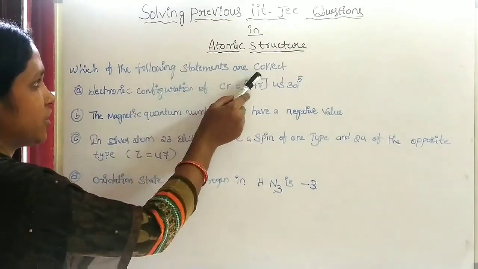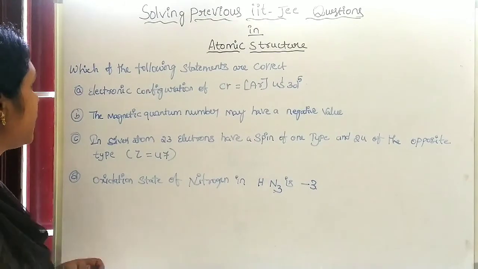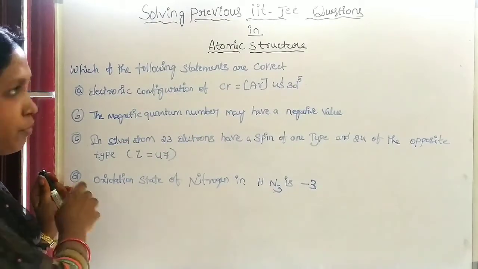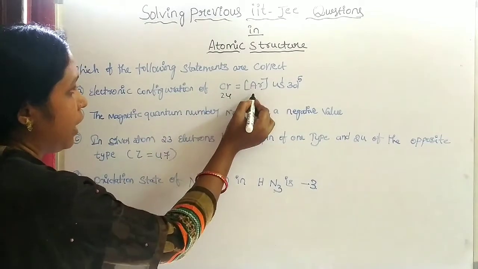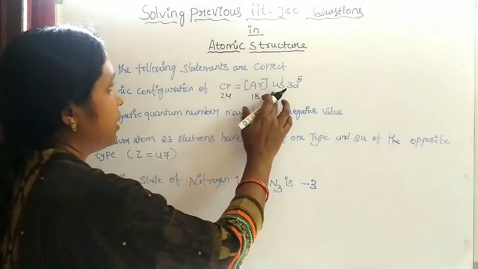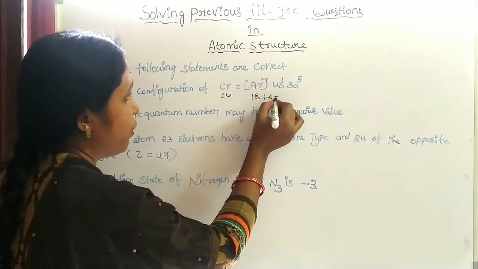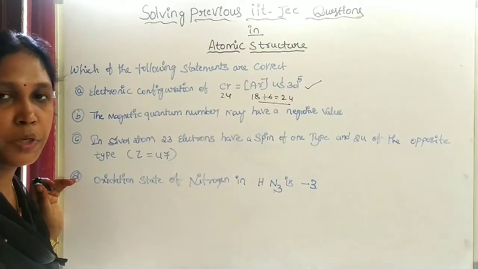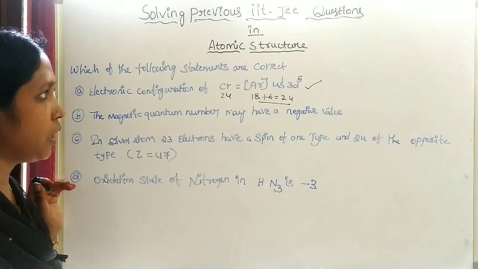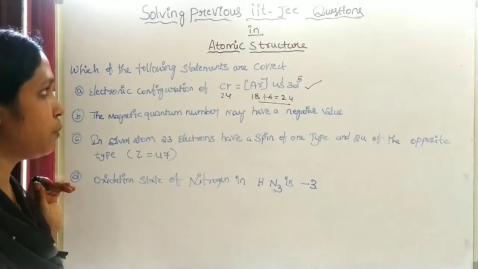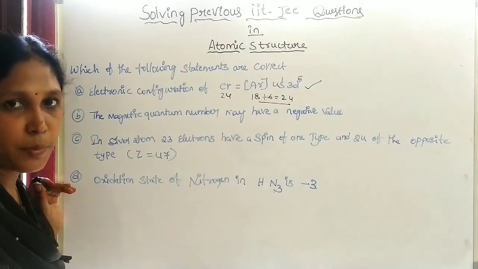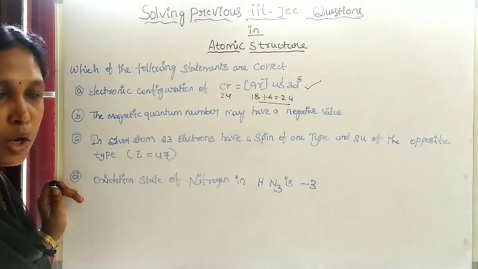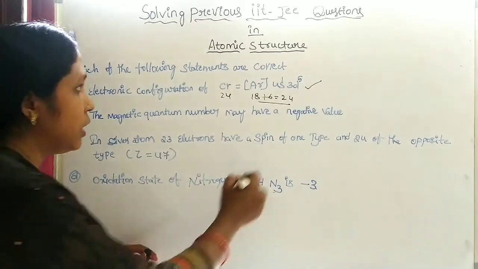Next one, which of the following statements are correct? See the first one: electronic configuration of chromium is argon 4s1 3d5. 24 is the chromium atomic number. Argon has 18, 18 plus 6, 24. So correct one. And already we know, in elements 1 to 30, chromium and copper have exceptional configurations. Due to the jumping of an electron from s to d orbital, the atom gets stability. So that's why chromium and copper have different configurations. Chromium has 4s1 3d5, copper has 4s1 3d10. So the option is a correct one.